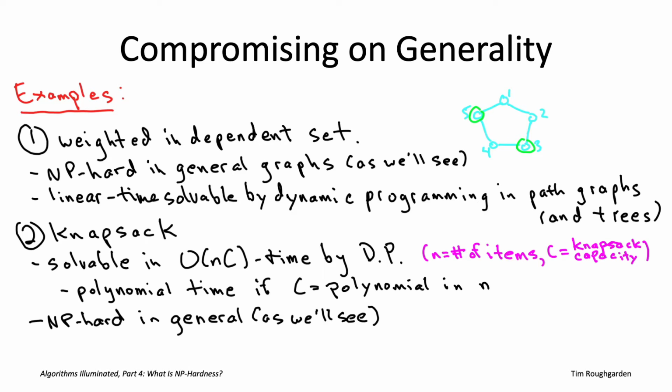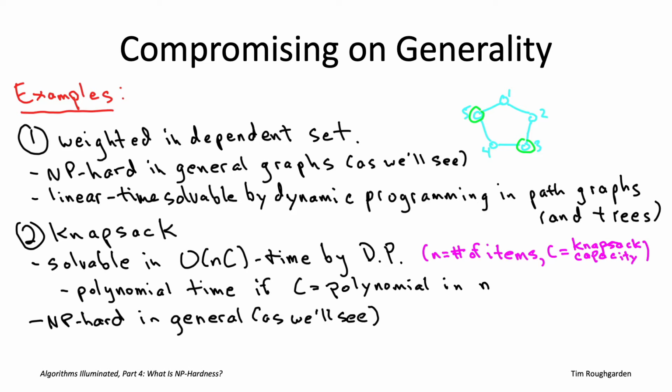So that shows why running in time O of n times capital C is not a polynomial time algorithm in general. It is a polynomial time algorithm when capital C is not too big, when it's bounded by a polynomial function of n, but it is not polynomial time in general. And that is why, even though knapsack is NP-hard, and even though we have this algorithm, this does not refute the P not equal to NP conjecture.